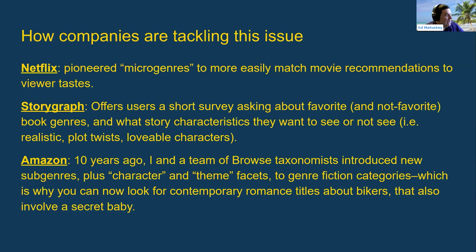And then bringing back the Amazon angle, about 10 years ago, me and a bunch of other books and Kindle taxonomists, we were getting the fiction categories needed further refinement because, again, the result sets were too big. And so we created not just subgenres, but character and theme facets tailored to the romance, science fiction, fantasy, mystery, and thriller catalogs. And that allows you to do things now to, for example, look for contemporary romance titles about bikers that also involve a secret baby, which is not mine.